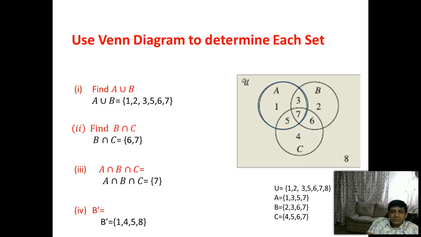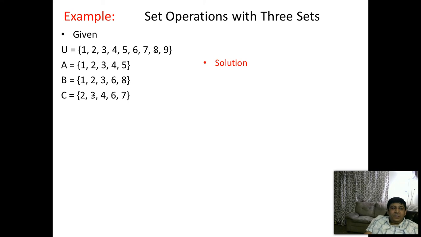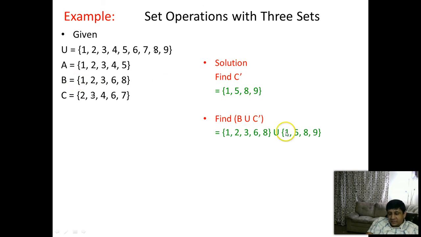Okay, let's look at, I think, the last example here. We have to perform set operations. Again, three sets are given to you, and first we will find C complement. C complement will be excluding these elements from this. It comes out to be 1, 5, 8. Next we have to find B union C complement. So combine this with B, we get this here. This is your final answer.